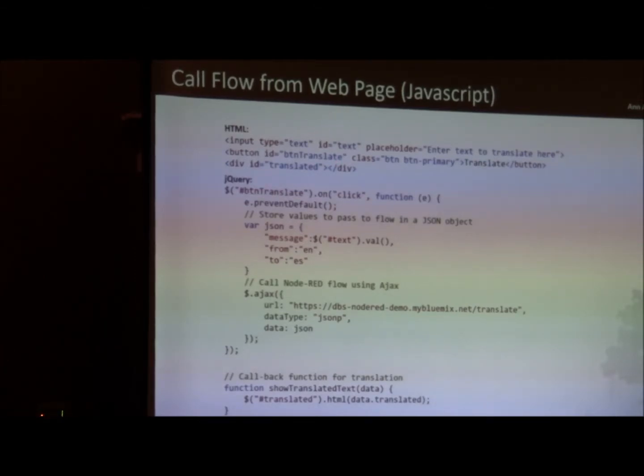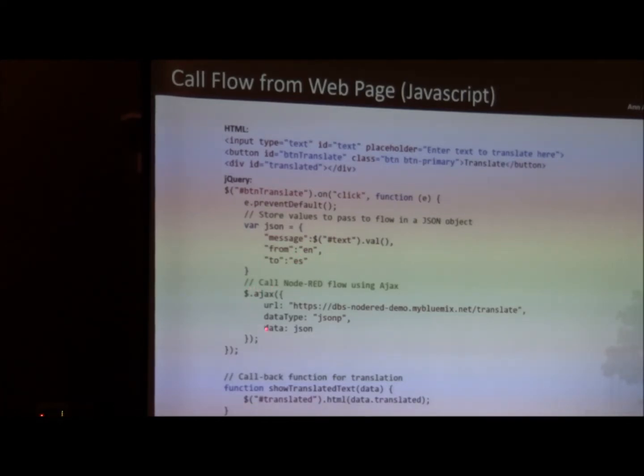I'm using jQuery because it's easy and quick to write, and I've got the built-in functionality. So when the translate button is clicked, it will execute this function. What I'm doing here is I'm building the JSON. Here's the message I talked about. That ends up in the payload. So this whole object ends up in payload. So that's why payload.message will be the text. Payload.from, payload.to. In this case, I'm actually putting in the languages.